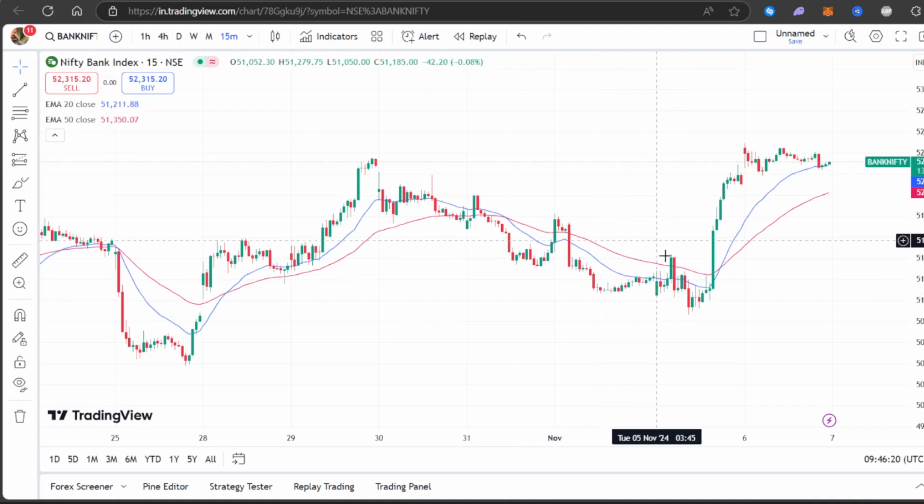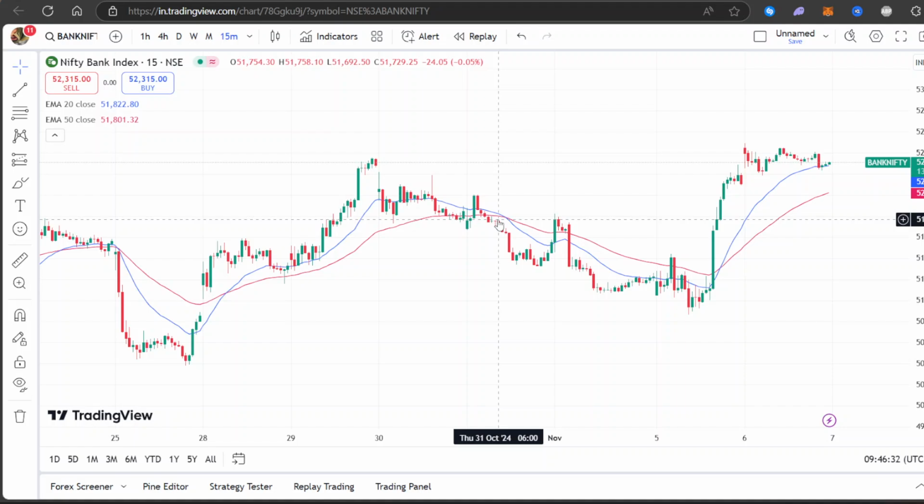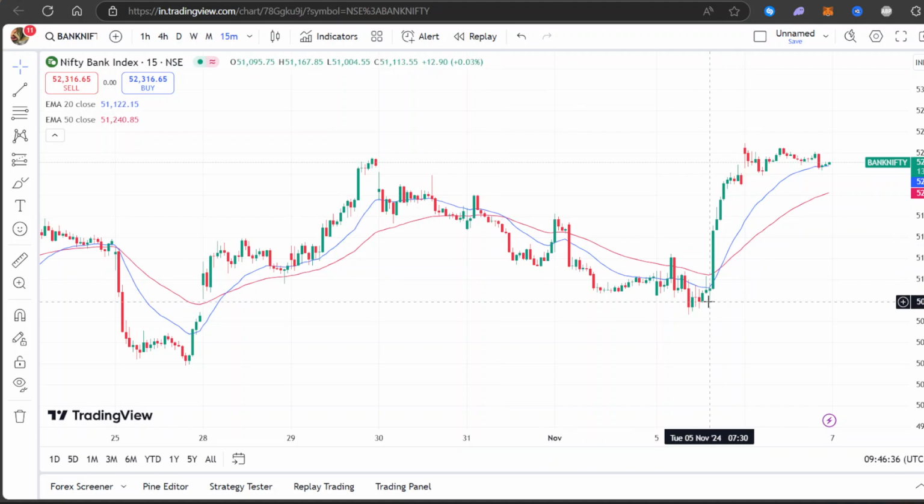Basically, when you have the price of the Bank Nifty index drop below the moving averages and you have a crossover, the 20 EMA crossing below the 50 EMA, then you have a sell signal. On the other hand, when you have the price of the asset cross above the moving averages and the 20 EMA cross above the 50 EMA, you have a buy signal.